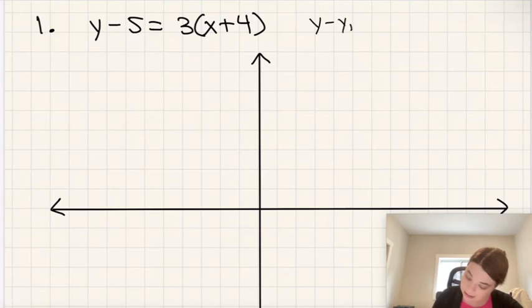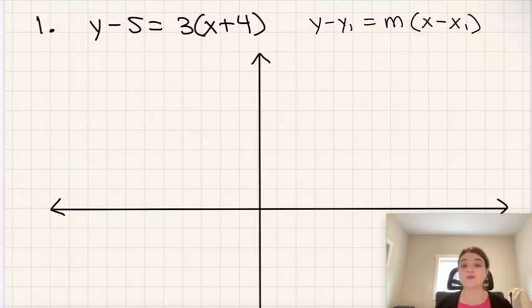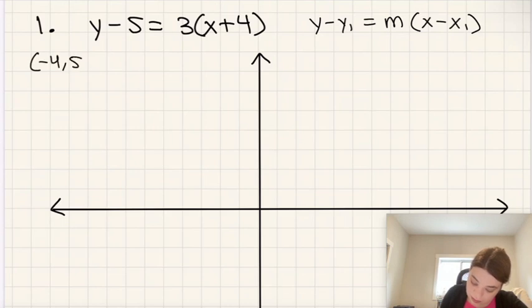y minus y1 is equal to m times x minus x1, where x1 and y1 represent a point and m represents the slope. And so if we have a point that we can plot on this graph and also the slope, that's enough information to give us a second point and therefore let us graph the line. So first, let's find what the point is on here. On this one specifically, the point is -4, 5.